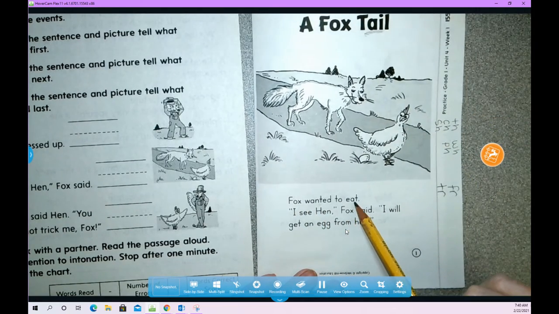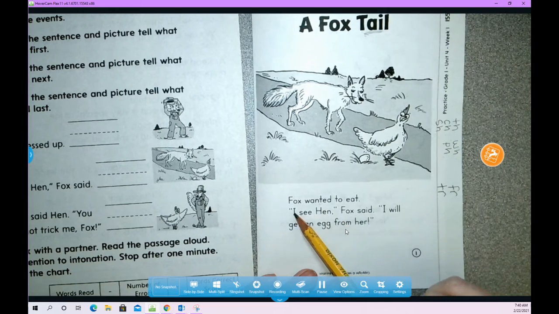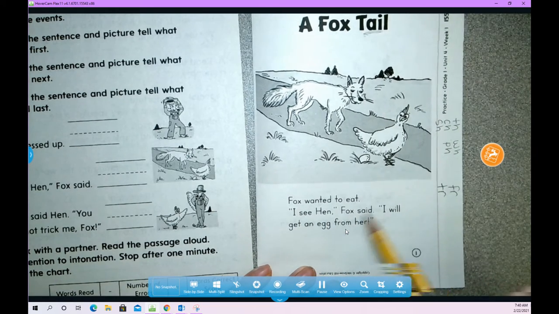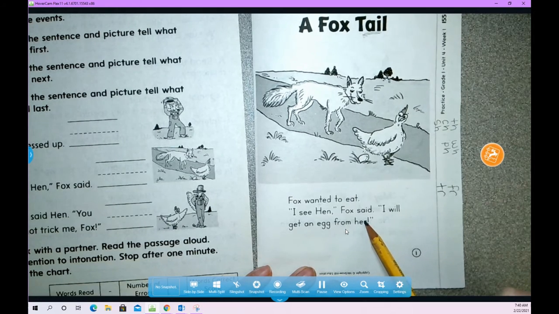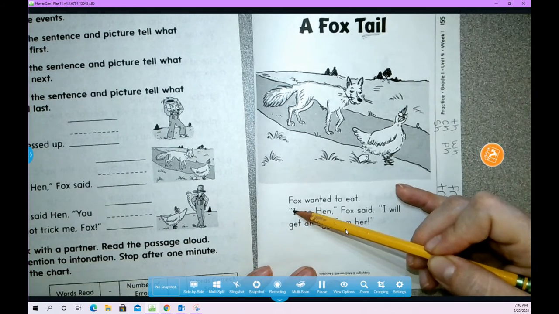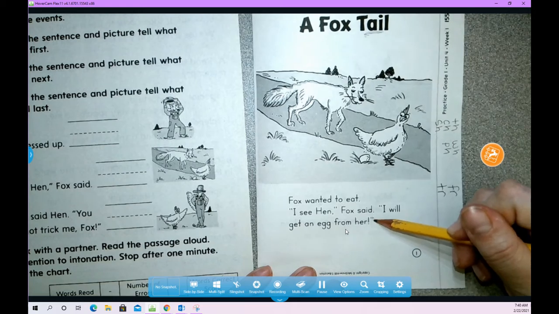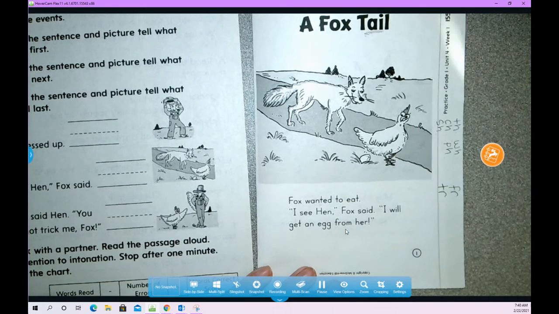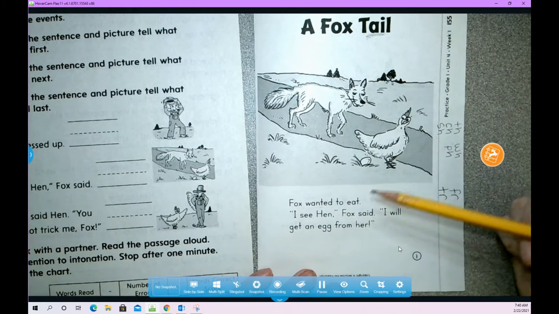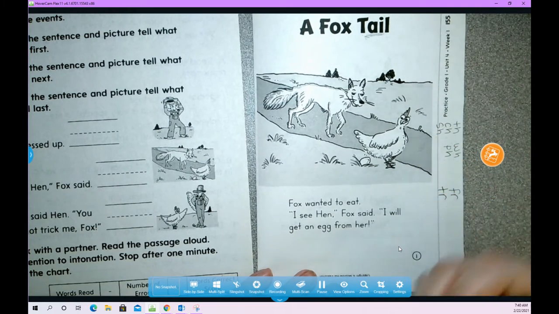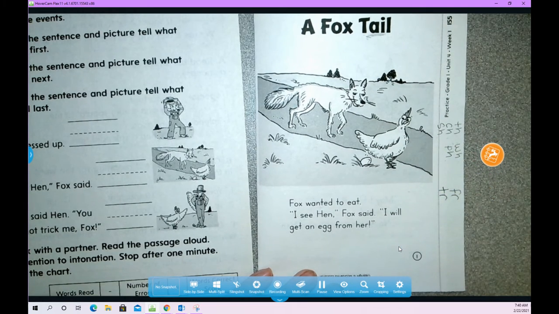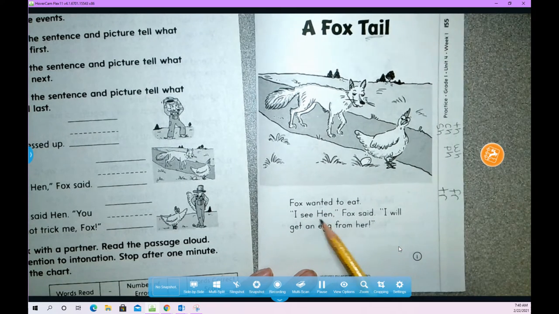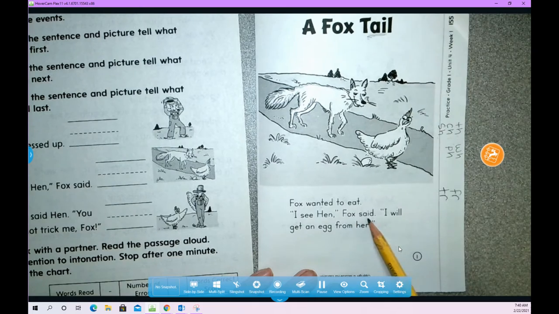Fox wanted to eat. "I see Hen," Fox said. "I will get an egg from her." And if you see, these are called quotation marks. These mean that somebody is talking. So who's talking in this part? Is it the fox or the hen? The fox is talking. He says, "I see Hen," Fox said.